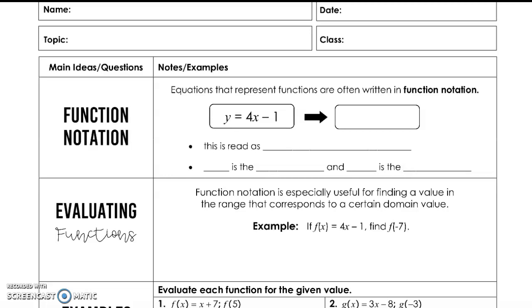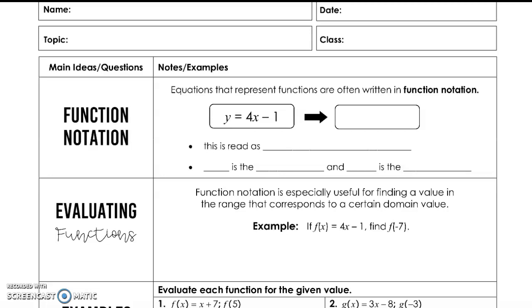This video will cover notes 3-12. So we have talked about functions, their domain, the range, and whether something is a function. And we looked at equations that are functions. So our example here is y equals 4x minus 1. What we're going to learn now is just a new way to write a function.